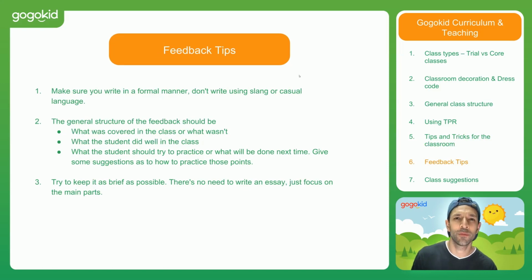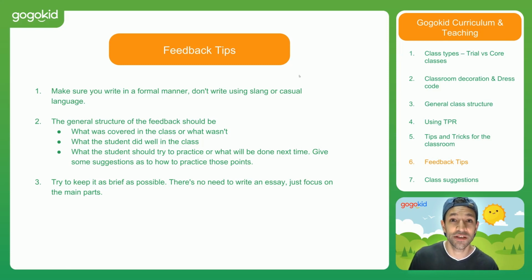So let's assume for a moment that you've just finished a class and now it's time to write feedback. How should we write that feedback? Well, here are some suggestions to keep in mind when writing feedback. The first of which, write in a formal manner. Don't use slang or casual language. Remember that you're writing to someone's parent, and some of these parents care a lot about their child's performance. So they want some very clear feedback about how their child did and how their child can improve.